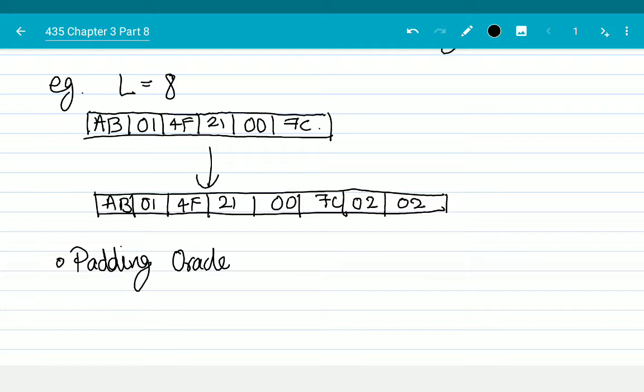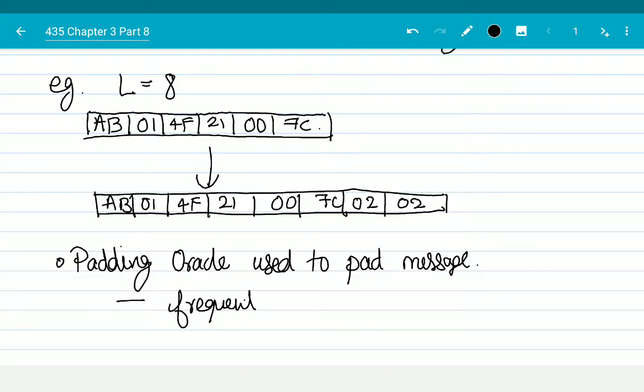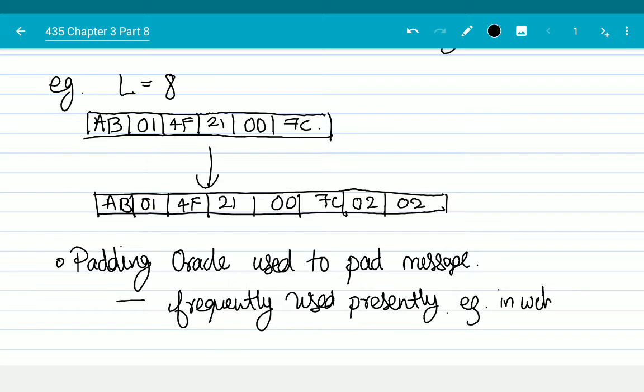Padding oracles pad the message and then encrypt or decrypt, and they're used to pad messages. They're frequently used, for example, in web applications.